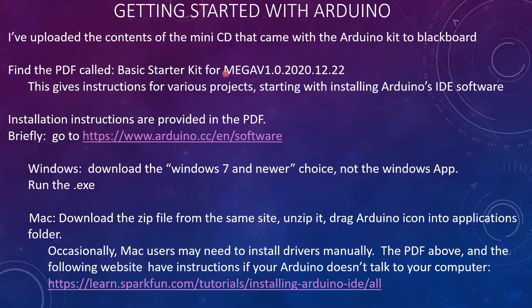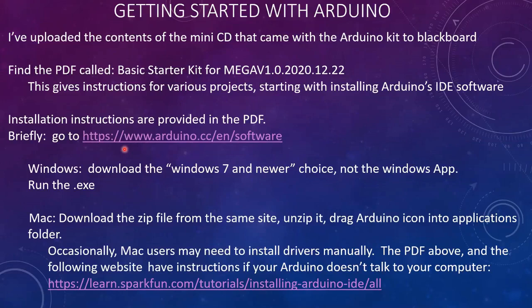But in any case, that folder that was on that CD came with a variety of PDFs. One of them was called Basic Starter Kit for Mega, blah, blah, blah. And that gives you instructions for 20-something different projects that you can do with your Arduino. And it also has a full set of installation instructions. We're going to skip that part. I'm just going to download the Arduino software myself and show you what I'm doing along the way.